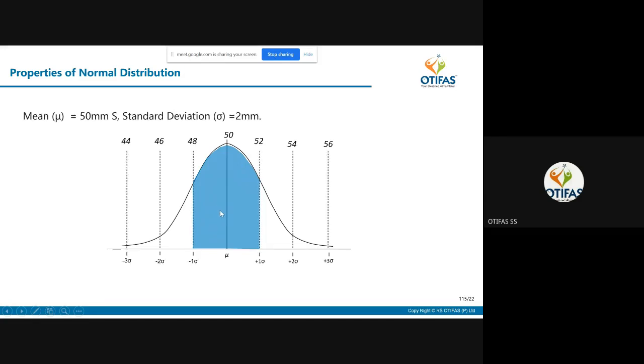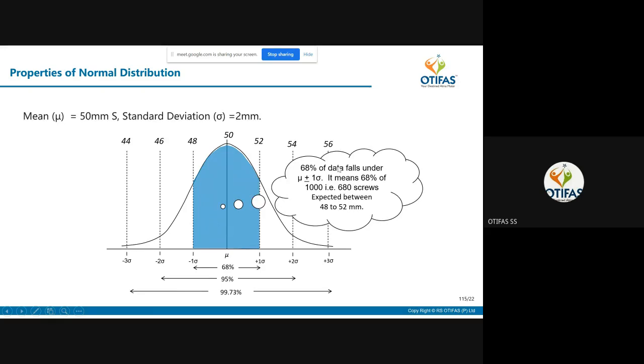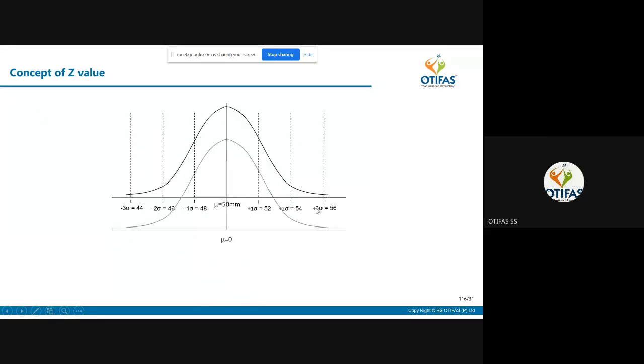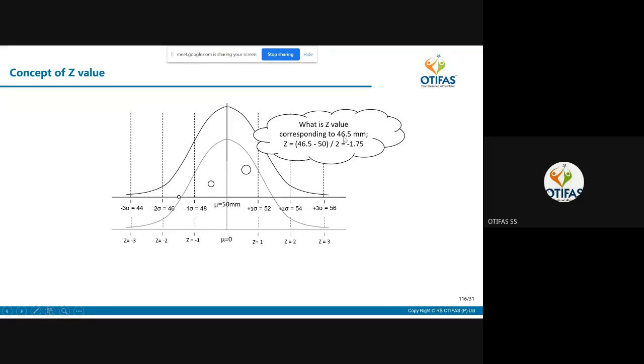Now 1 sigma covers 68%. How will you compare it with the standard normal distribution? You can compare it with the Z value. If you want to convert a normally distributed table into a standard normally distributed table, you can do it with the use of the Z-score. Now you know how to find the Z-score. What is the Z value of 46.5? Z is equal to 46.5 minus 50 divided by 2, that means minus 1.75.